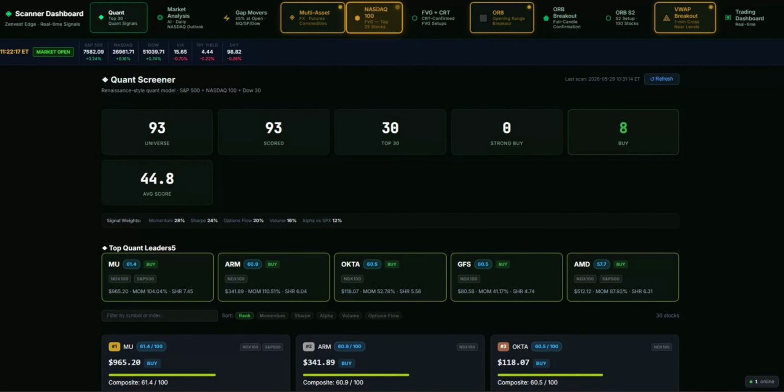Earnings surprise. This pulls the last 4 earnings quarters and calculates the average EPS beat percentage. There's a well-documented effect in academic finance called post-earnings announcement drift. Stocks that consistently beat estimates keep outperforming for weeks after the report.